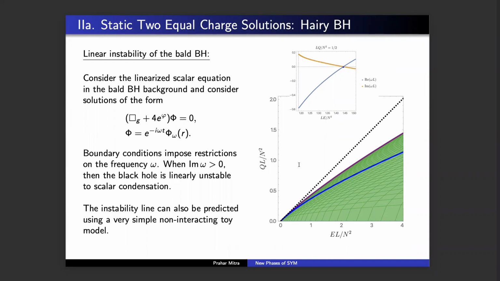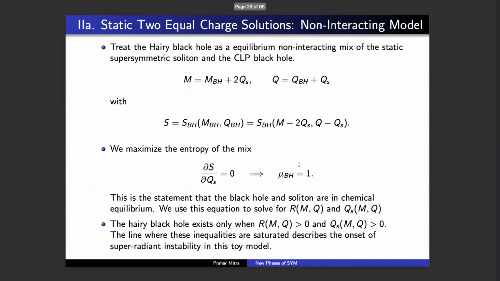In fact, you can solve this complicated problem here, but there's actually an extremely nice non-interacting toy model, which you can use to predict the same blue curve to a very high degree of accuracy. For charge up to 3, it matches exactly, and it only starts deviating somewhere around here. The linear model is really, really simple. You consider the hairy black hole as an equilibrium, non-interacting mix of the static SUSY solution that I just showed you and the original CLP black hole.